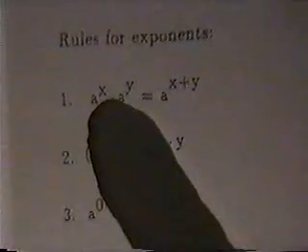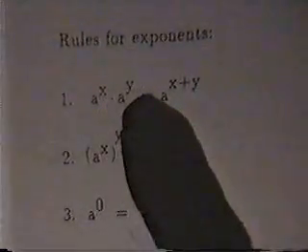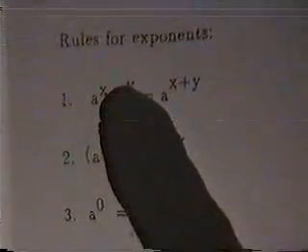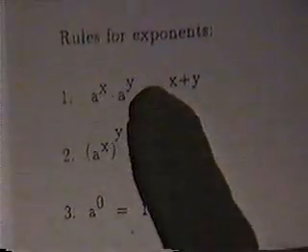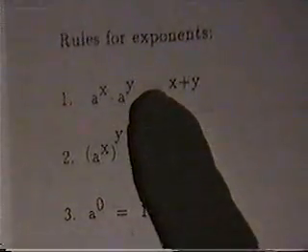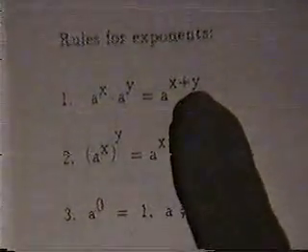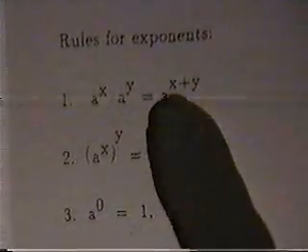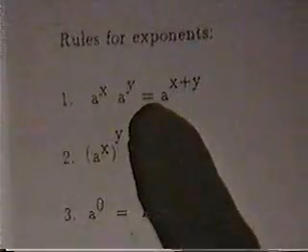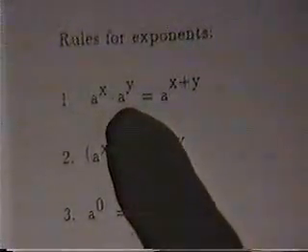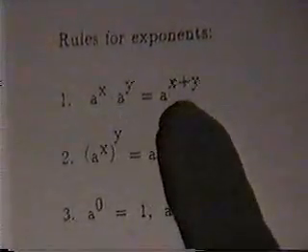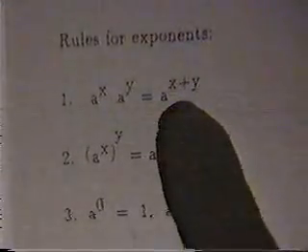So if I have A to the 3rd power and A to the 4th power, well, A to the 3rd power means A times A times A. That's how many A's you have. Over here you have 4: A times A times A times A. So therefore you have 7: A times A times A times A times A times A times A. Okay. So when you're multiplying, bases are the same, add powers.